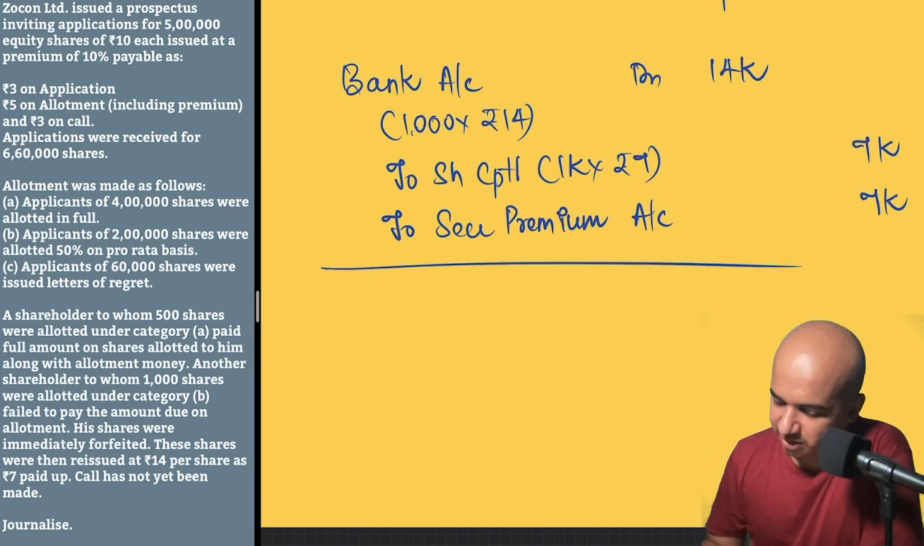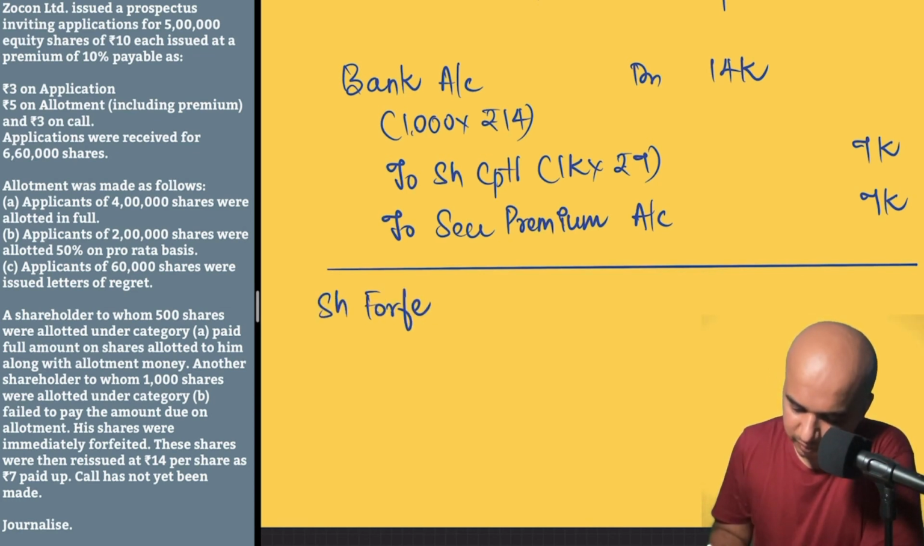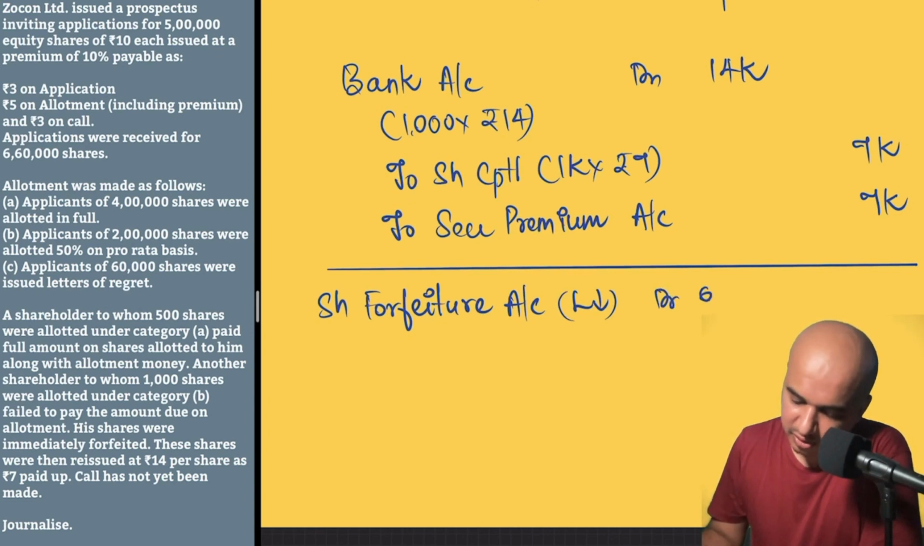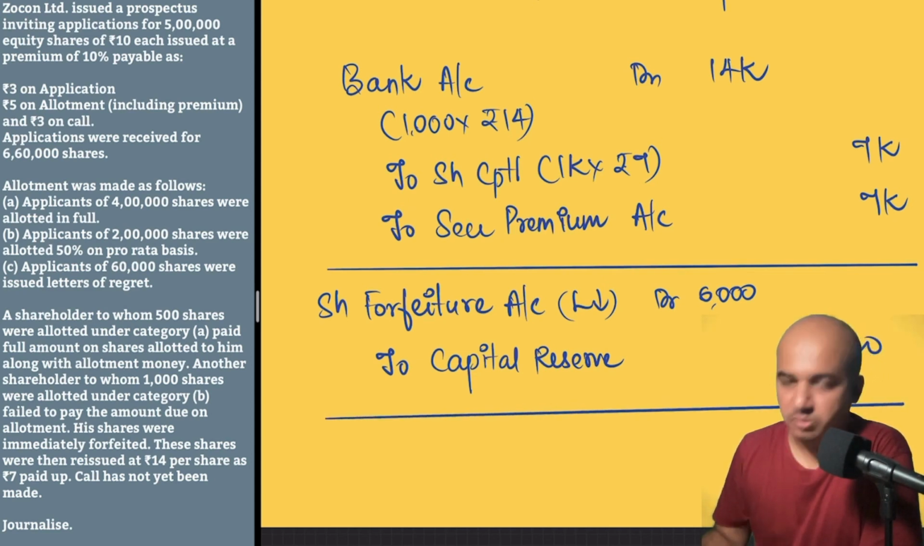So how do we do that? Just by passing a very simple entry. Share forfeiture account debit. We are cancelling this liability. Liability getting reduced. Debit 6,000 to capital reserve, 6,000. That's it.